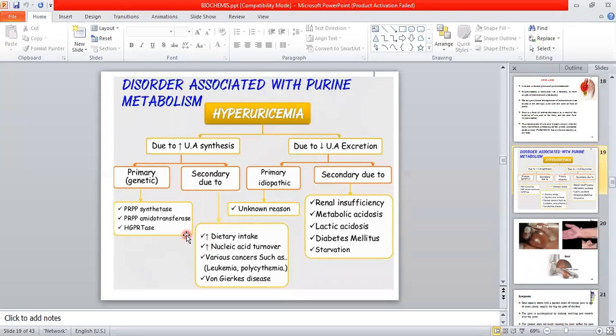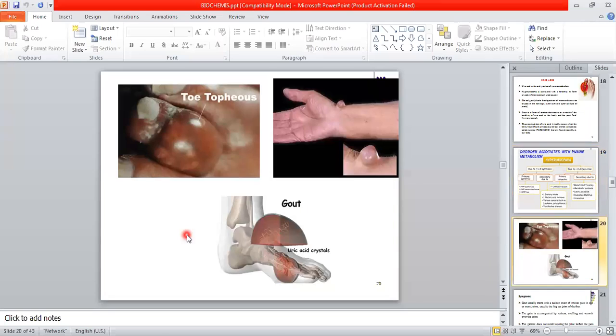Suppose if you are taking more pulses in your diet, then there may be chances of this gout disease. So start taking everything in a limited amount. In your protein you have to take a limited amount, then only you will not suffer with this purine metabolism. As you can see, what will happen to your body if you take more protein? If this uric acid crystal is joined here, then you can see. So these things will happen if you are taking more protein. So everything you have to take in very limited amount.